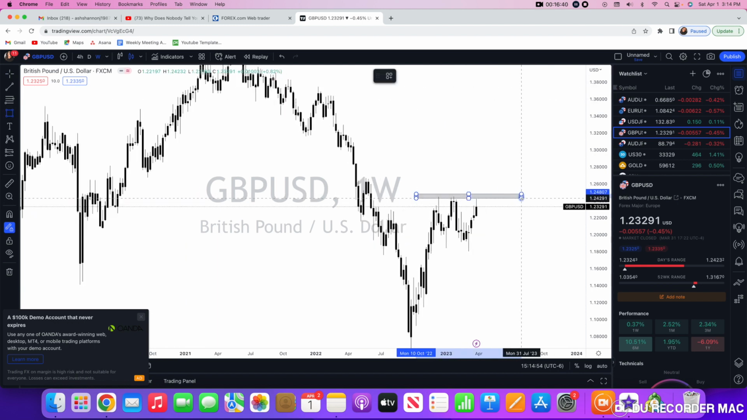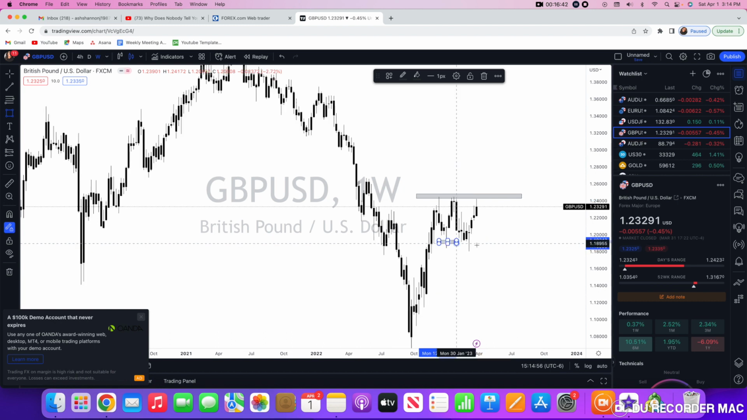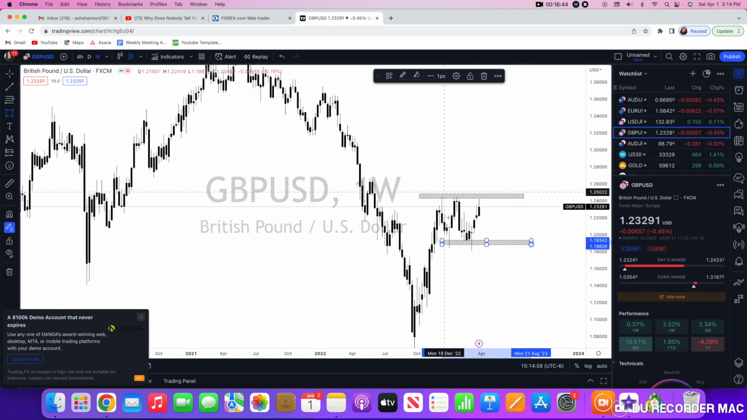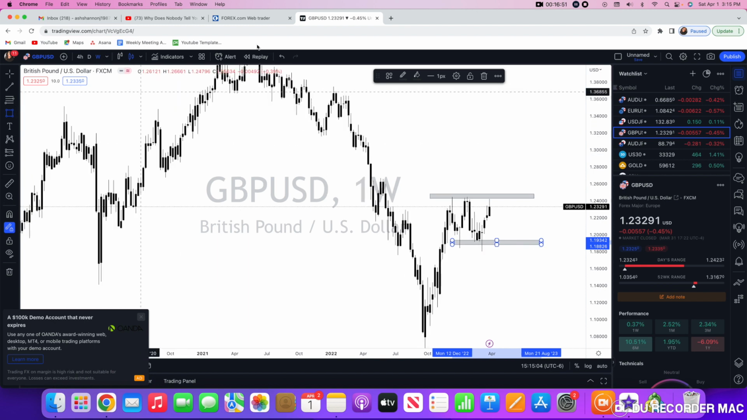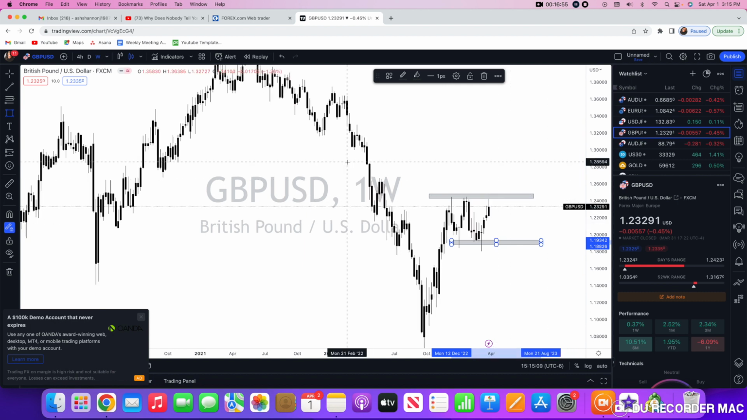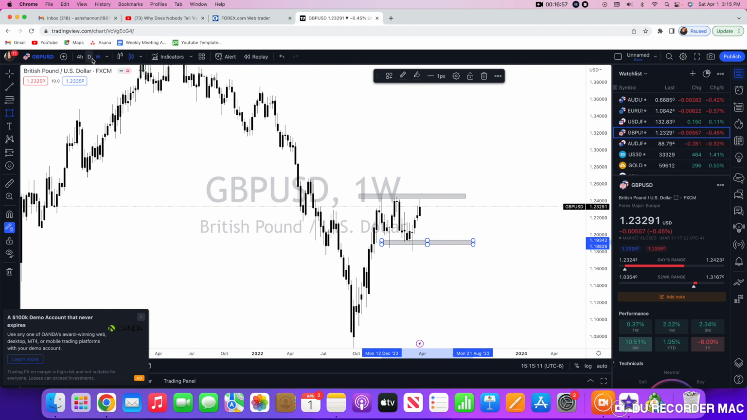But let's see. I can see a zone here. I can even see a little bit of something here. So I'll be waiting to see what price is going to do inside of that. But this is on the weekly, so right now it's looking bearish. It looks like we're going to continue down. We have to give it time to develop and see what's going to happen.